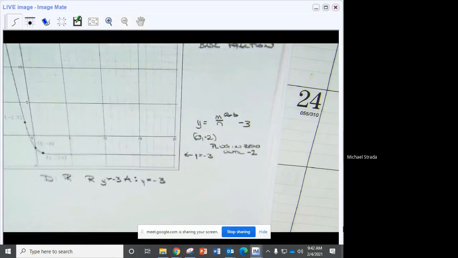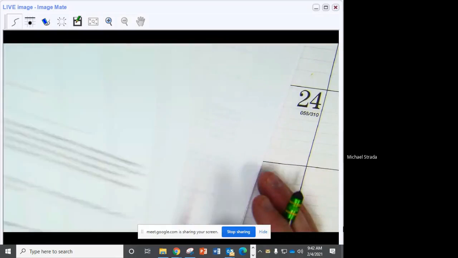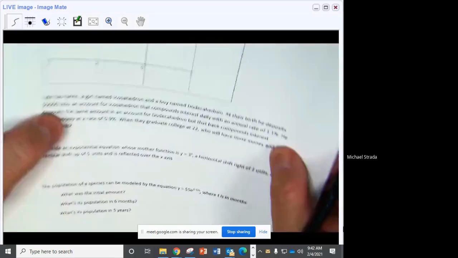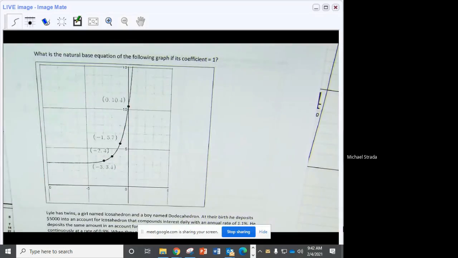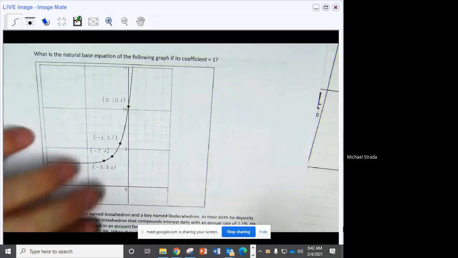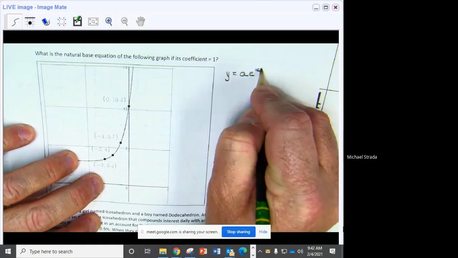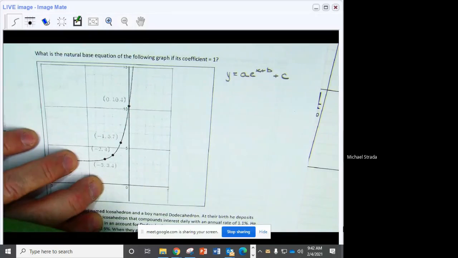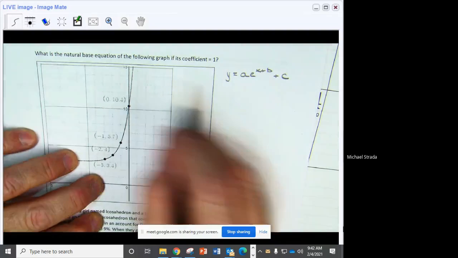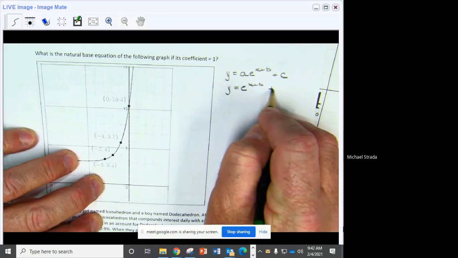So there's a couple problems like that. Now the third problem like that, the third problem that is not multiple choice, is on the back. Where it says, what is the natural base equation of the following graph if its coefficient equals 1? What that means is y equals a e^(x+b) plus c. If its coefficient is 1, y equals e^(x+b) plus c.